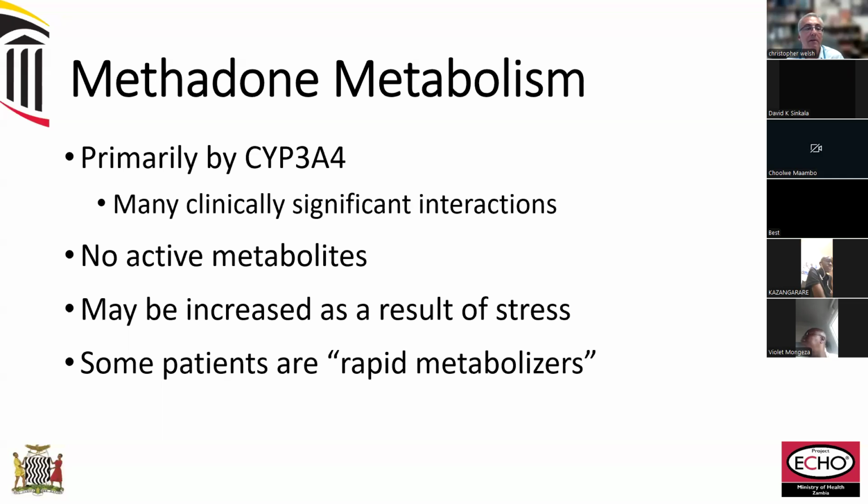Next slide. So I mentioned before metabolism. There are several other P450 enzymes that methadone is metabolized by, but by far the main one is P450 3A4. And that has really significant impact on metabolism. It has a metabolite, but it's not active. And I mentioned before, some people may be rapid metabolizers, but next slide.